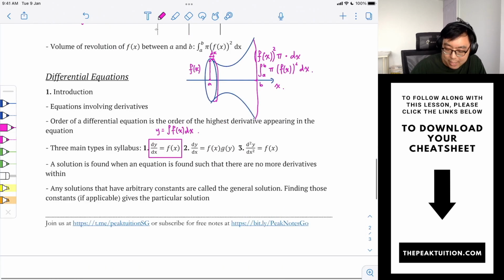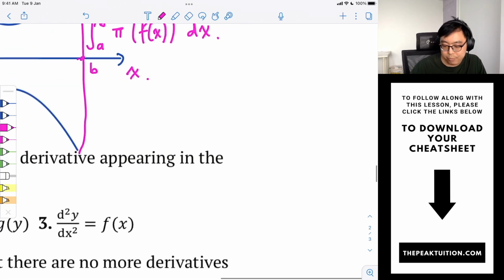Before we move on to other types, I'll briefly talk about a practical example involving derivatives. One practical example could be the spread of the COVID-19 virus. Let's say P is the total infected population. dP/dt will be the rate of change of this infected population, basically how fast people are getting infected.